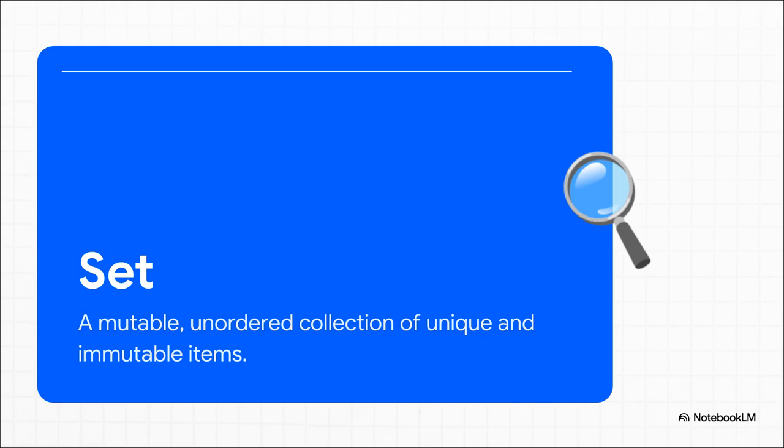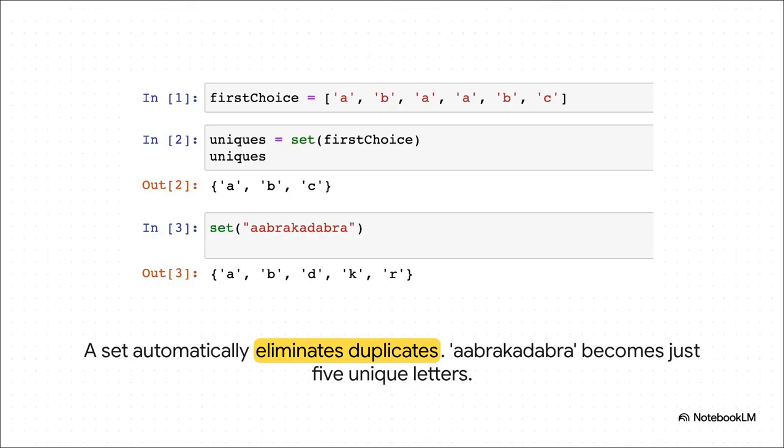And just like our dictionary keys, the items you put in a set have to be immutable, things you can't change. This slide shows off a set's superpower perfectly. If you take a string like abracadabra and you just turn it into a set, all those extra A's and B's and R's, they just vanish. You're left with just the 5 unique letters that were in the original string. Sets do all the work of getting rid of duplicates for you, automatically.